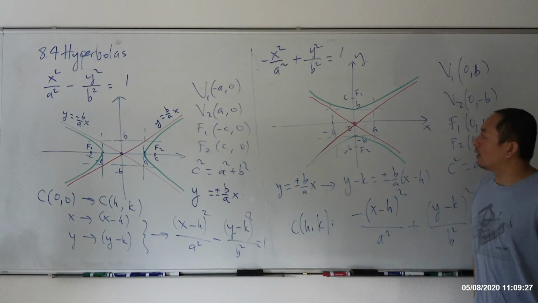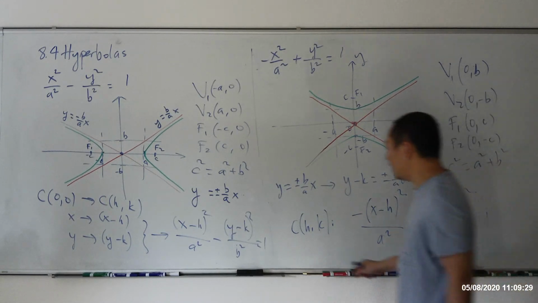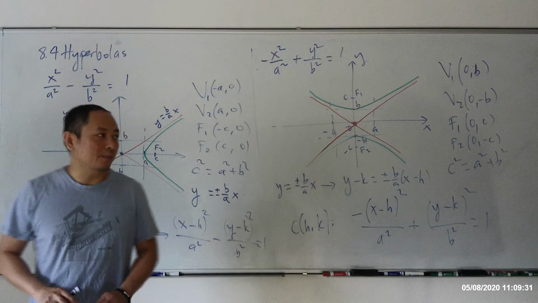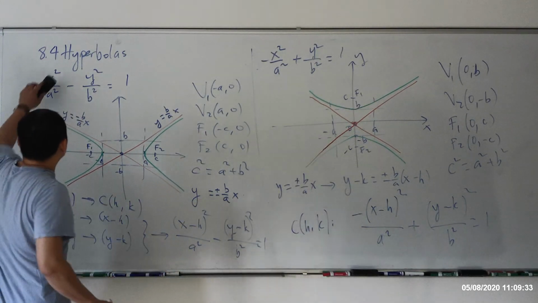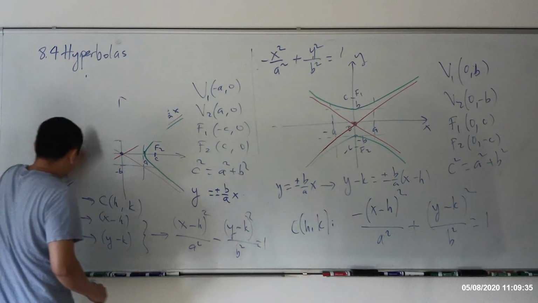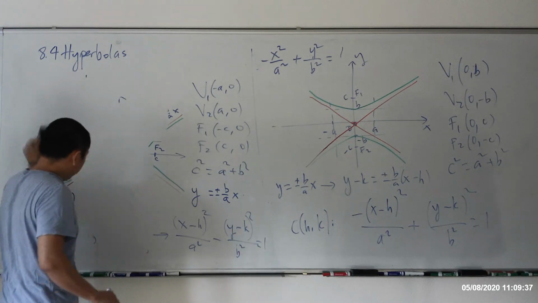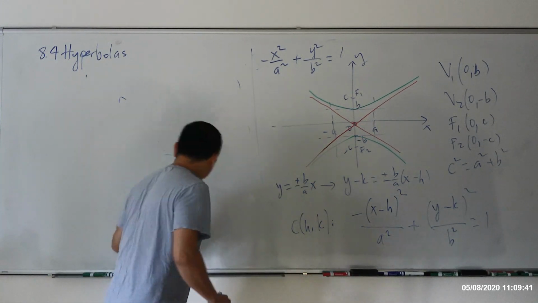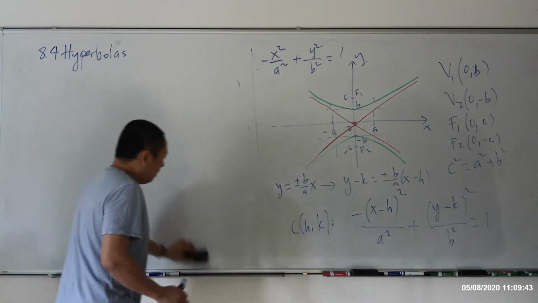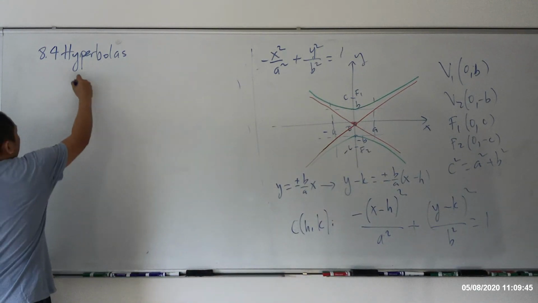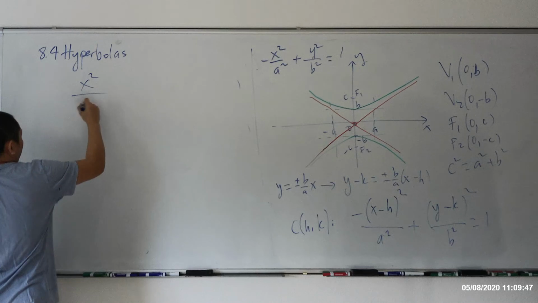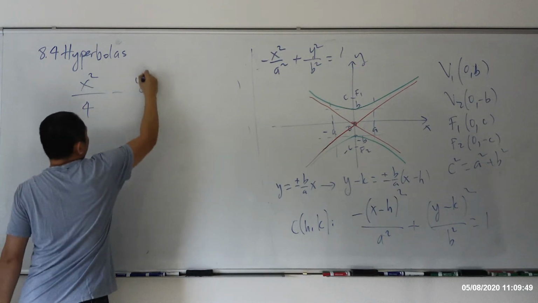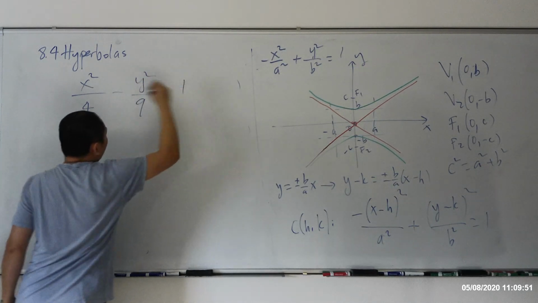I think it's time to give you some examples and show you how to sketch a graph and plot the points. Start with the first example: x squared over 4 minus y squared over 9 equals 1.